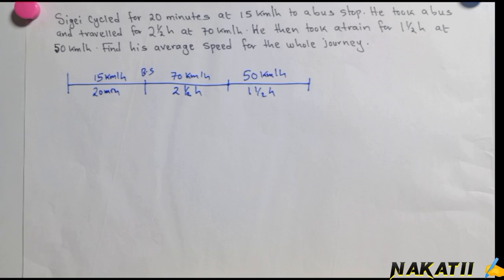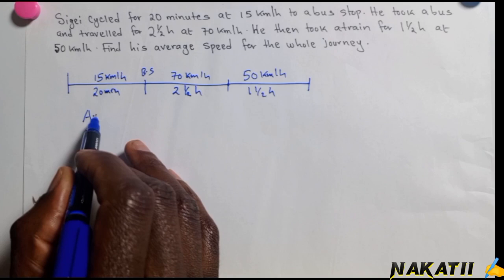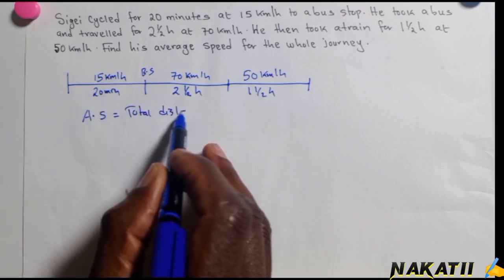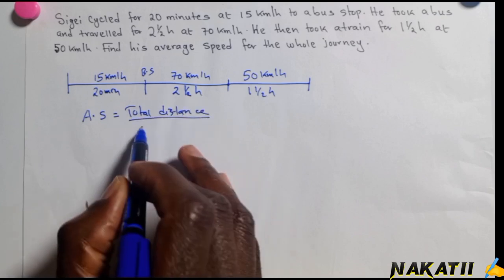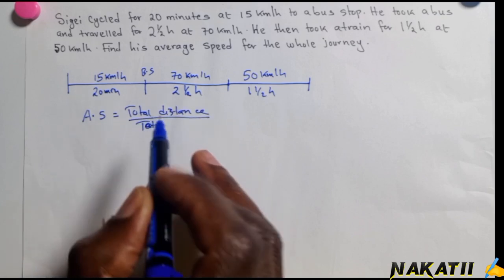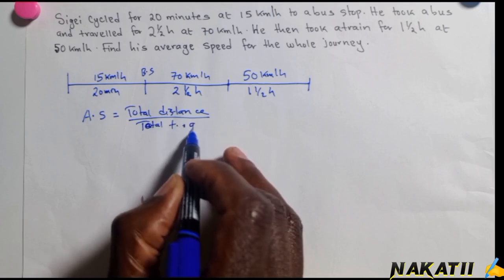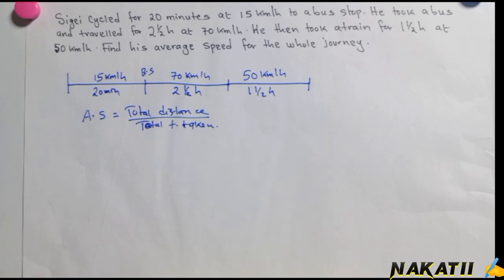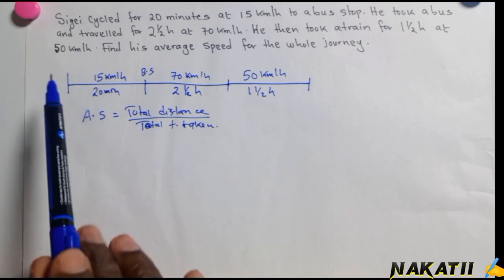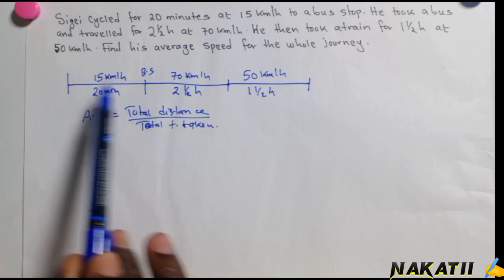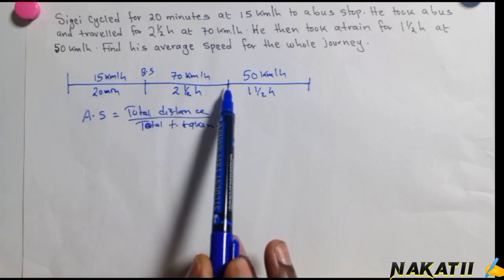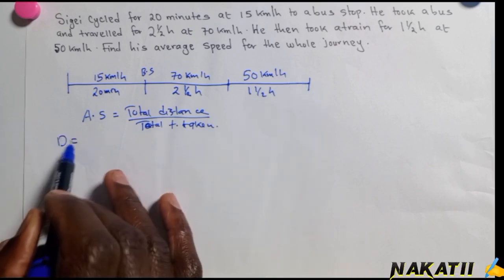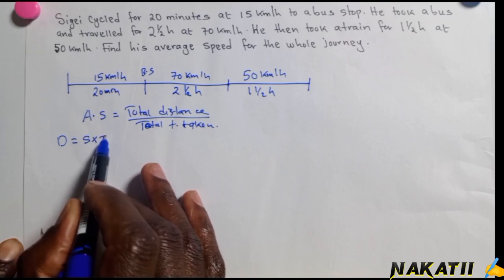We always say that average speed is total distance divided by total time taken. That is the formula. What we need to know is the distance from this point to this point, then from this point to this point, and from this point to this point. And we say that distance is given by speed multiplied by time.